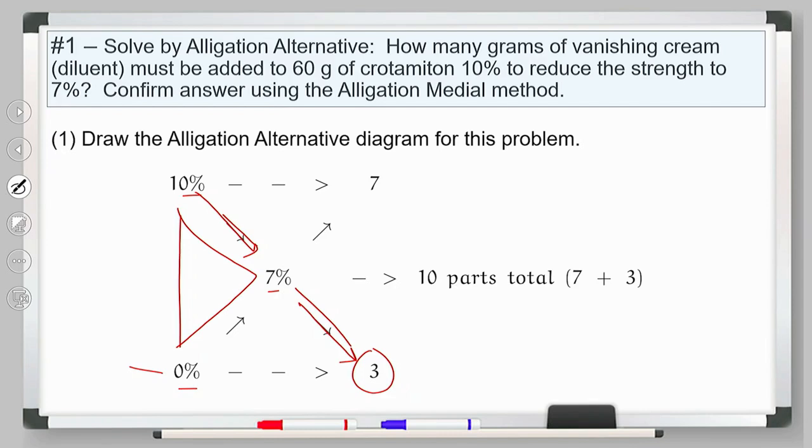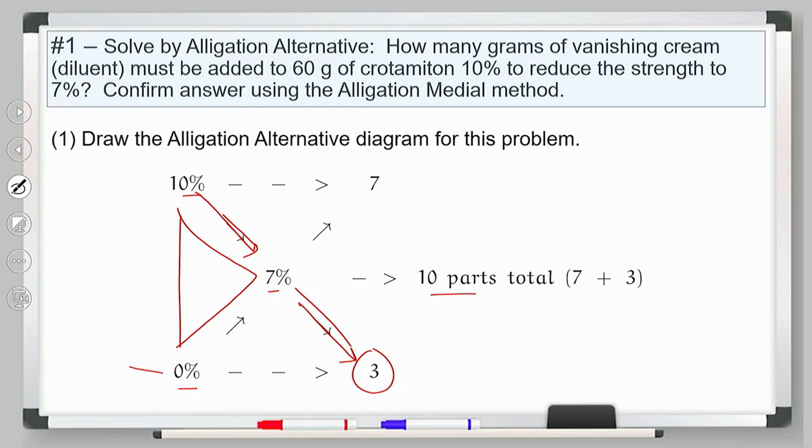So the 10 and the 0 and the 7 were all percents. But with our arrows going down, the number that we cross subtract is no longer a percent. Put the word parts next to it. I know I don't have it listed on my thing here, but understand these numbers when you cross subtract are parts, not percent. So we go from 10 down to 7, down to 3, which is 10 minus 7.